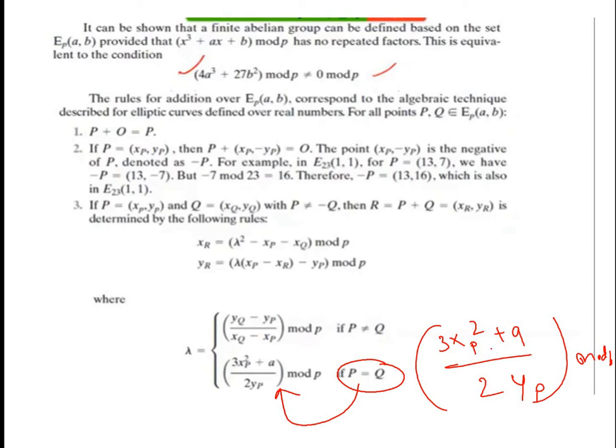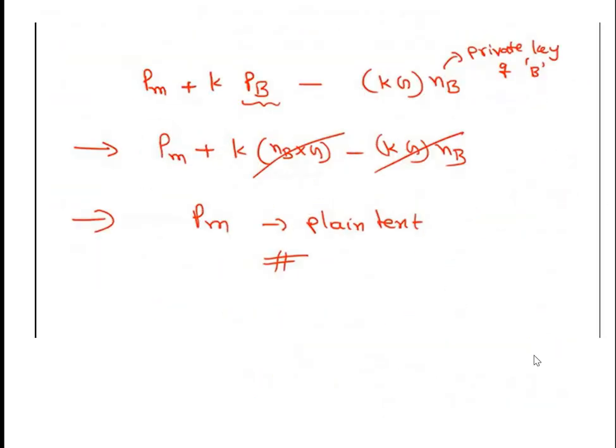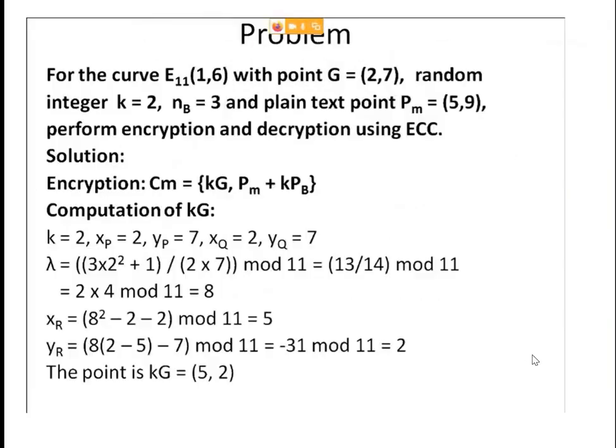So we have all the values, the XP and YP values, all the values are there. Now we will apply this and calculate it using this formula. Lambda is calculated here. So how do we do 13 by 14 mod 11? How to calculate this?